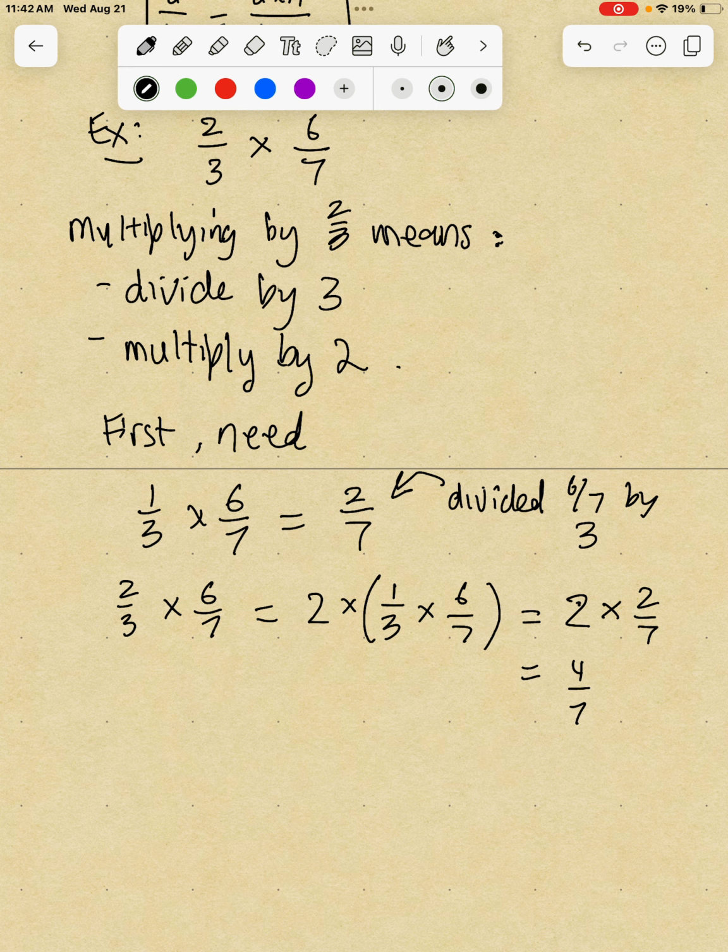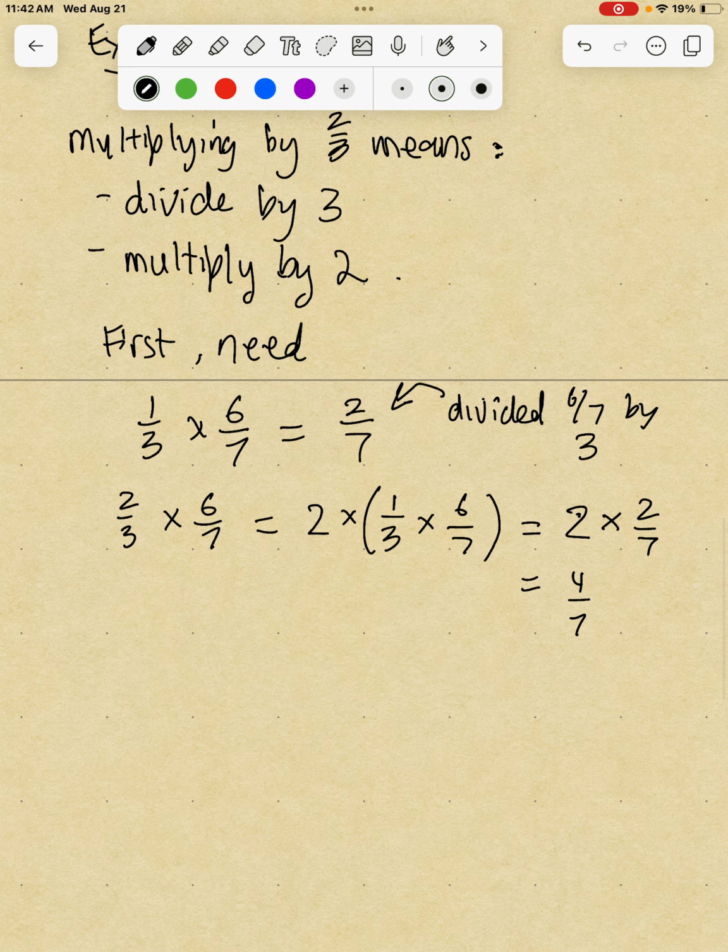We divided 6/7 by 3 to get this, and then we multiply that by 2. And we get 4/7.